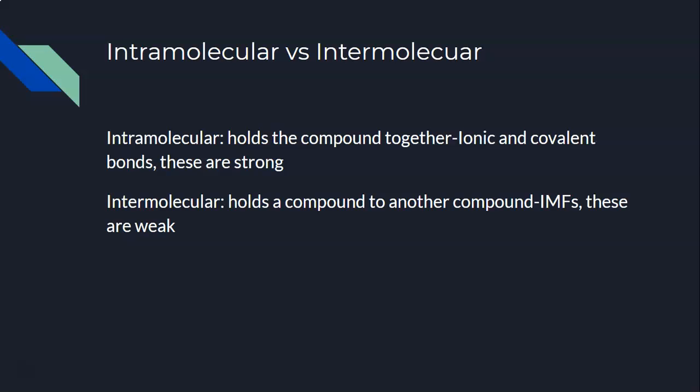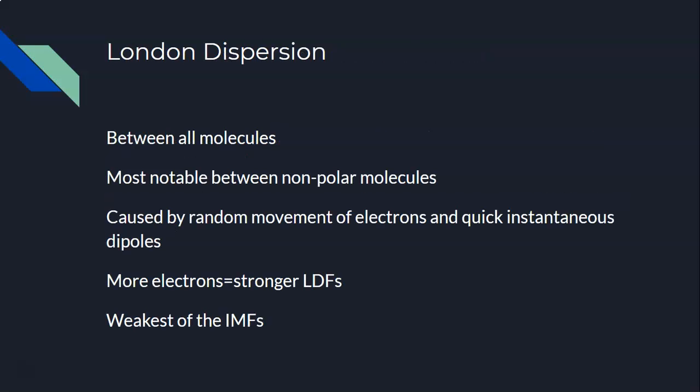Okay, so now intermolecular forces. Ionic and covalent bonds are intramolecular bonds. They're inside the molecule, and these are really strong. It's really hard to break these bonds. Intermolecular forces hold compounds together to another compound, and these are very weak. These are called your intermolecular forces, or IMFs. There are 3 types that we're going to talk about.